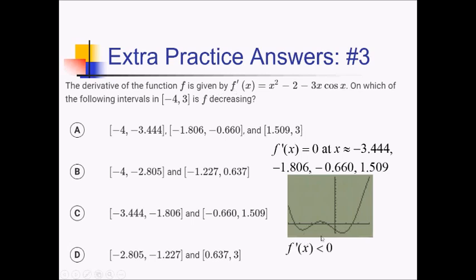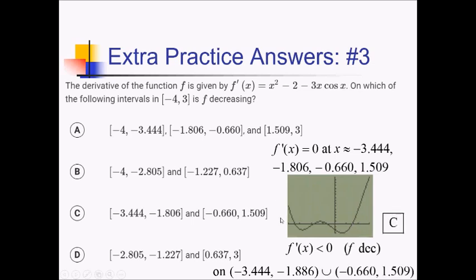So f prime is going to be less than 0 on this second interval right here between, let's see here, this is -3.444 and -1.806. So f is going to be decreasing on this interval and also this other interval between -0.660 and +1.509. So that ends up being answer choice C.